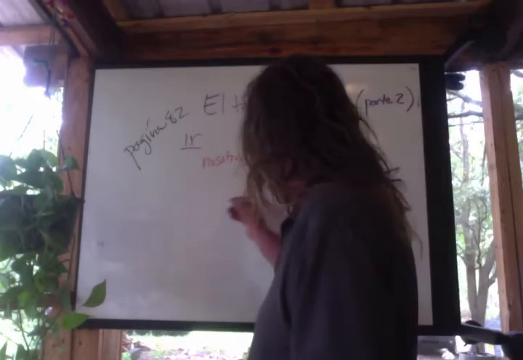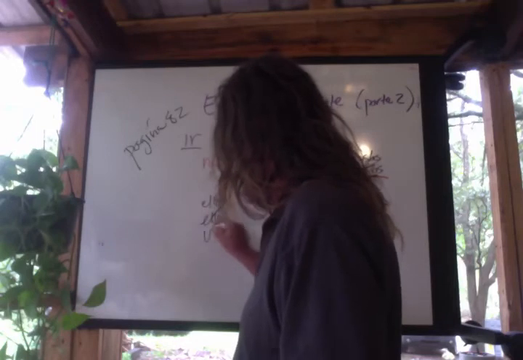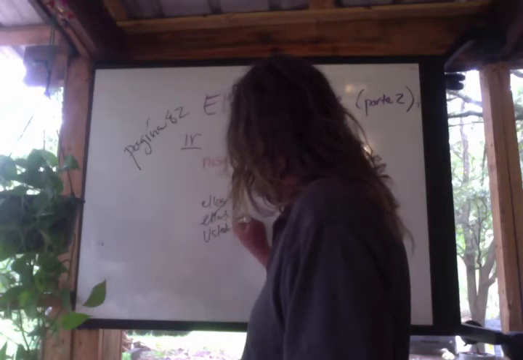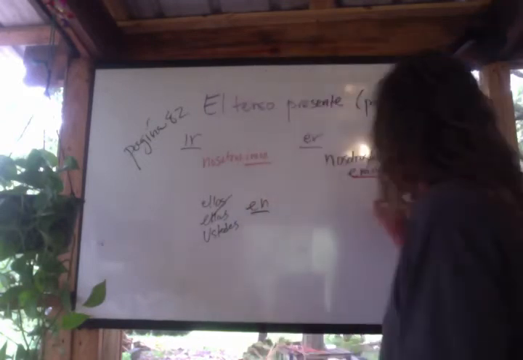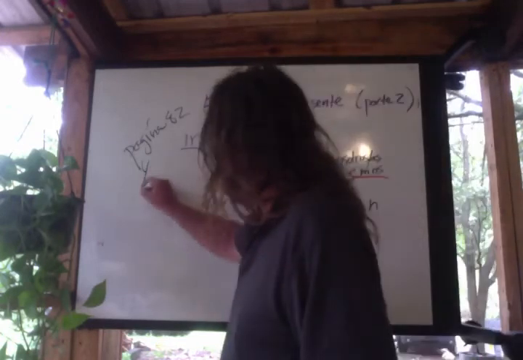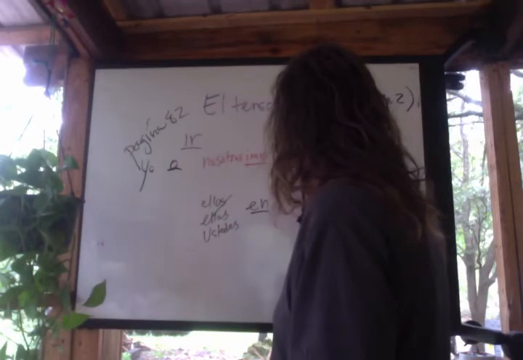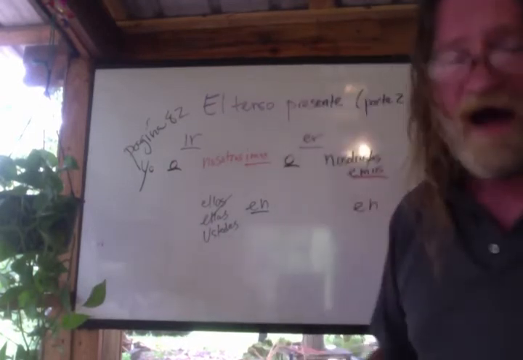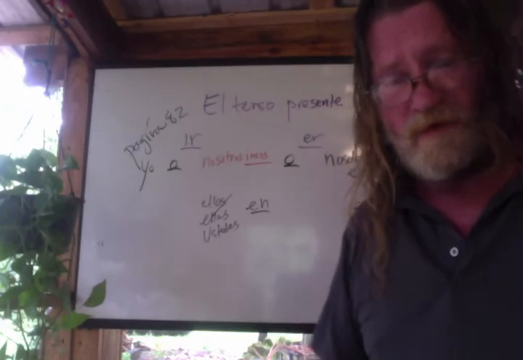So we have ellos or ellas, o ustedes. You just add N. And then for the yo form, we just add O. So it's O for the I. For example, yo escribo, yo leo.